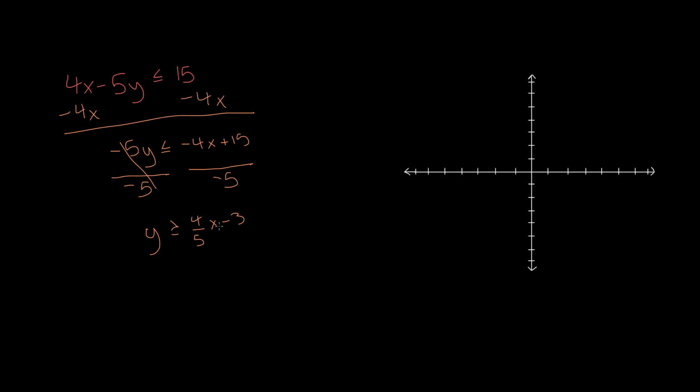Our y-intercept is -3. So we're going to start at -3, and then our slope is 4/5. So we're going to rise 4: 1, 2, 3, 4, and we're going to go over 5: 1, 2, 3, 4, 5. So that's around right here.